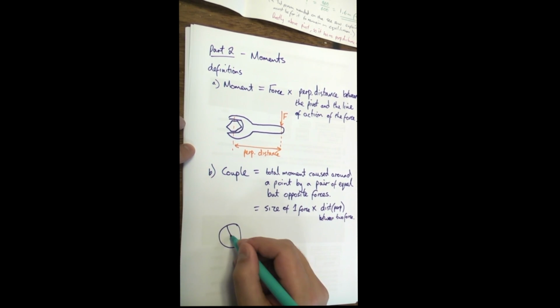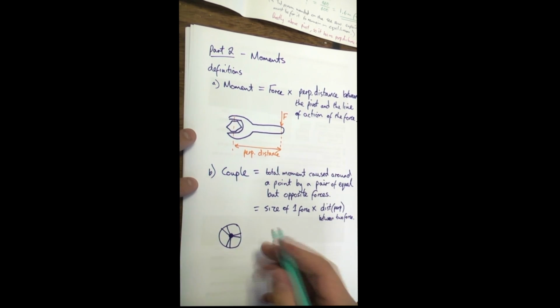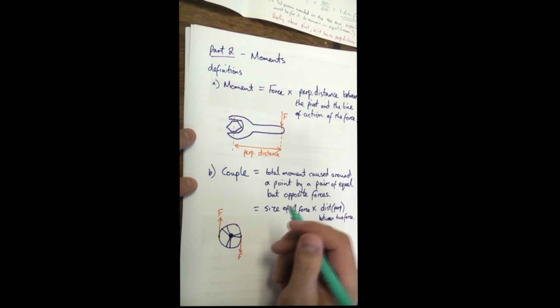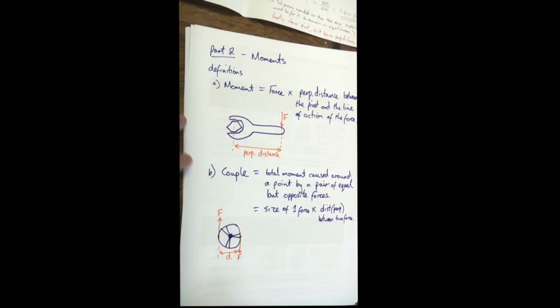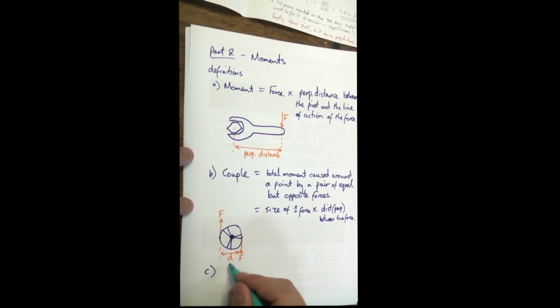Again, just to demonstrate it, imagine a steering wheel where the pivot point is in the centre, and you apply a downward force on one side and an upward force on the other of equal size but opposite directions. The couple would be the size of one force times the distance between those two forces.